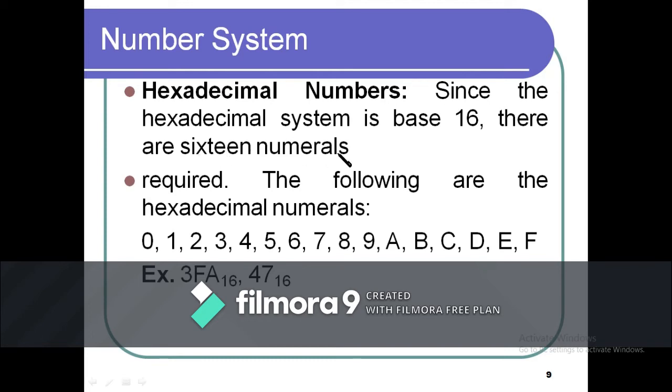Since hexadecimal is base 16, there are 16 numerals. After 9, we use A, B, C, D, E, F, up to F. Here we take an example, 3FA. F means the value 15, A means 10, and the base is 16.